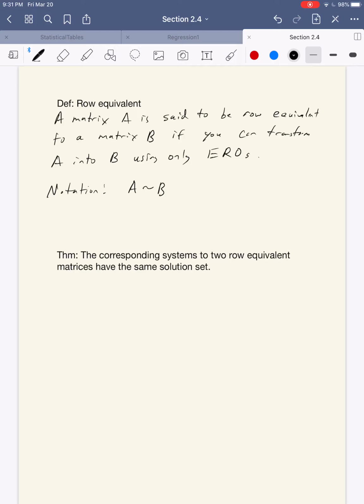But that doesn't really match how we think about systems of equations, so we're not going to dive into that. Everything we're going to be doing is based on row operations. All right, we've got this nice little theorem here.